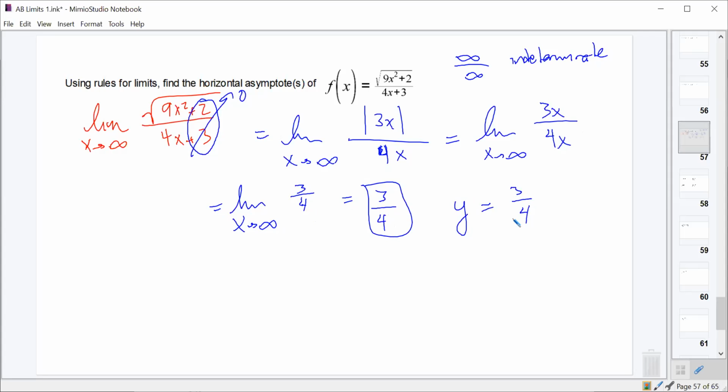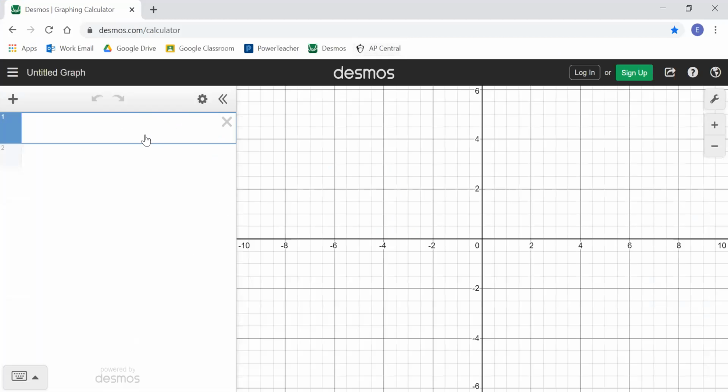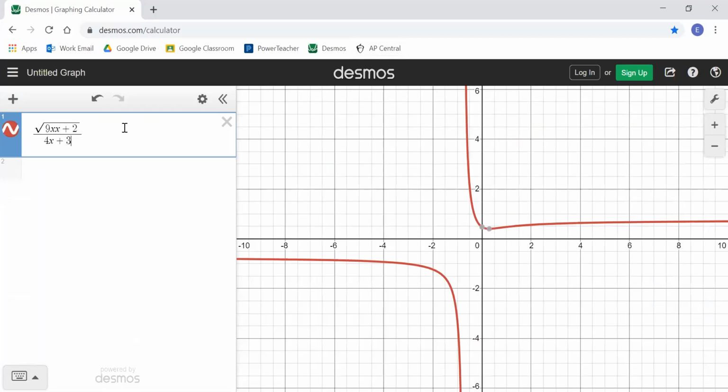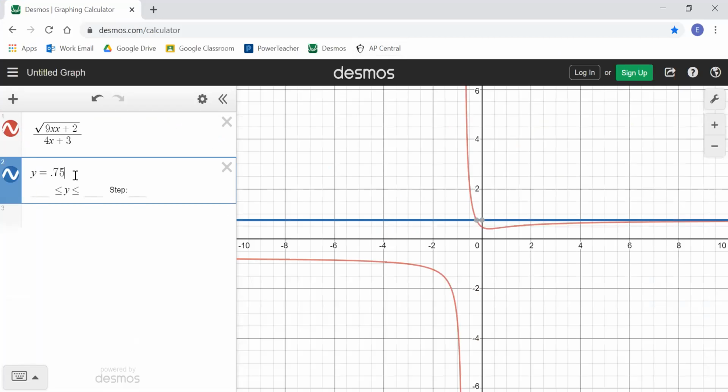Everybody okay with that or no? Yes. Okay, now there's a problem. What do we have? We had 9x squared plus 3, right? Is that what it was? Plus 2. Okay, over 4x plus 3. Was that what the 3 was? So y equals 3/4.